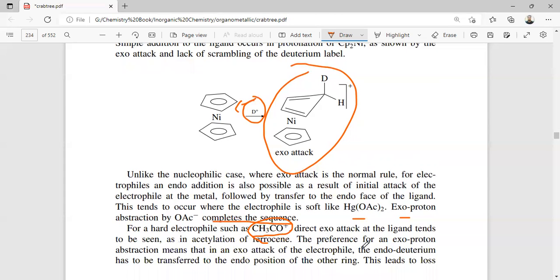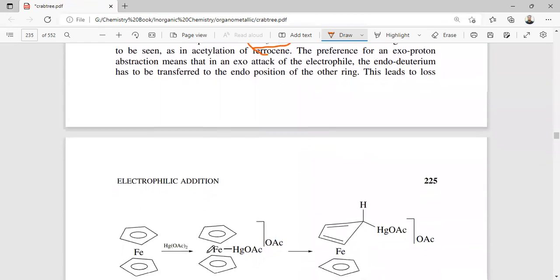The preference for exo proton abstraction means that, with exo attack of the electrophile, the endo deuterium has to be transferred to the endo position of the other ring. So this leads to loss.